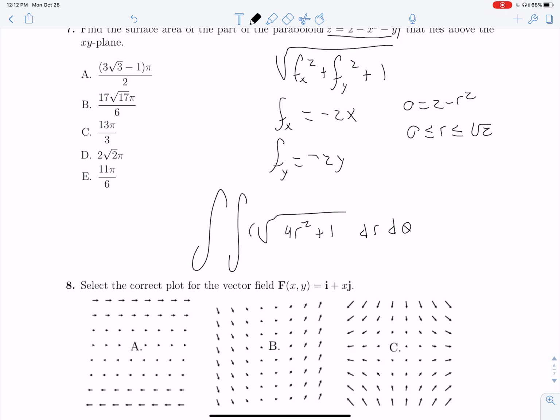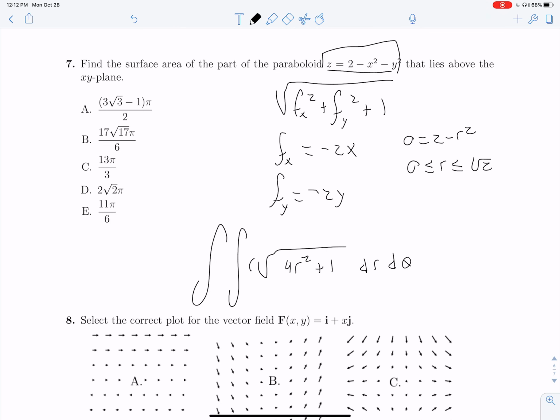And in fact, wait a sec. Nope, we're good. So our r is going to run from 0 to root 2, and our theta is going to run from 0 to 2 pi. But really, we're not dependent on theta. God, it's windy. So we can just put 2 pi outside here.